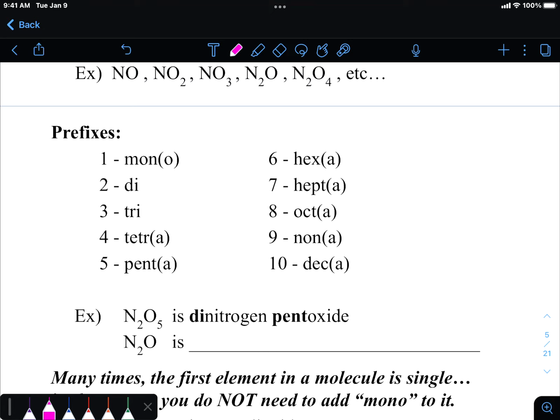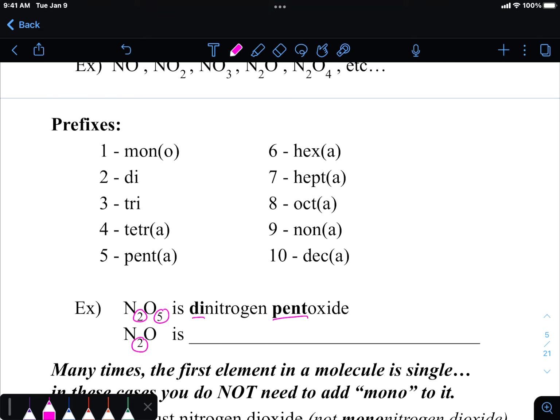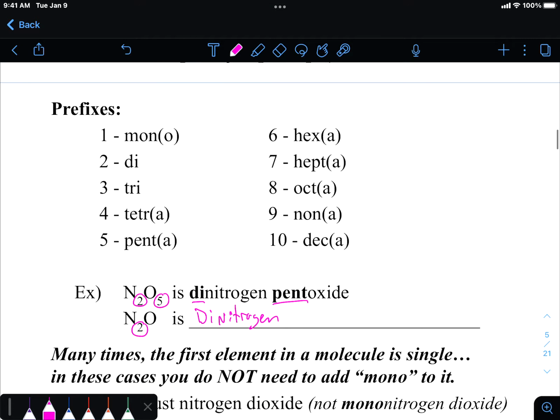Okay, so N2O5, dinitrogen, because di is the prefix for 2, penta, because penta is the prefix for 5. Dinitrogen pentoxide. The second, there's a 2 on nitrogen again, so this is going to be dinitrogen. And there's only one oxygen, so the prefix for 1 is mono. So dinitrogen monoxide.